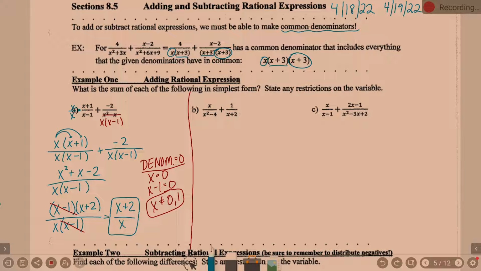Lesson 8.5 is adding and subtracting rational expressions. We did example A in the adding section. And remember, what's the key in order to add these two rational expressions? Common denominator, right? We're adding fractions, basically, so we have to have a common denominator.